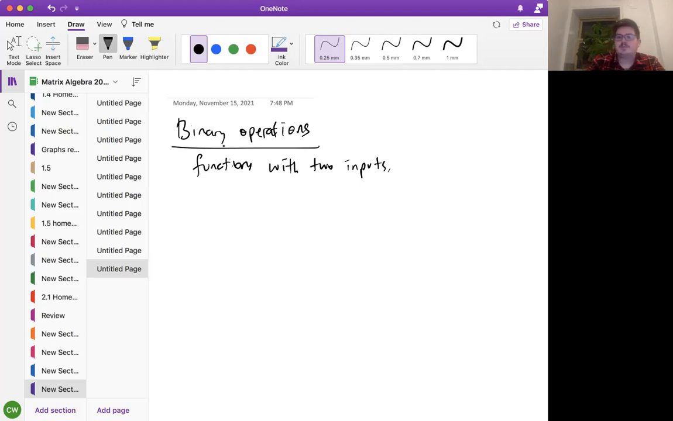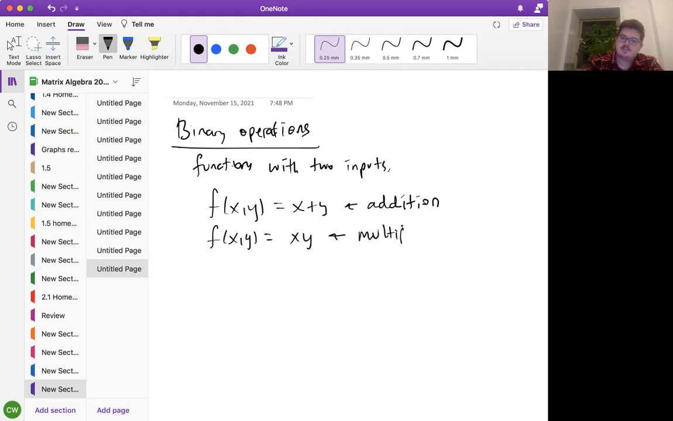Yeah, the plus function, right? f of x, y is equal to x plus y. This is our addition. f of x, y is equal to x times y, right? This is our nice multiplication. Maybe we can have something weird like f of x, y is equal to x to the y. It's like powering.